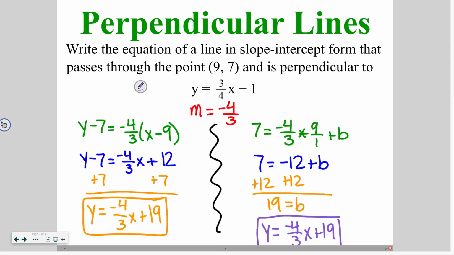Looking at the perpendicular slope, you're going to pick it out, which is negative 4/3. Plugging in either to the point-slope format or the y-intercept format, you're going to get an answer of y is equal to negative 4/3 x plus 19.